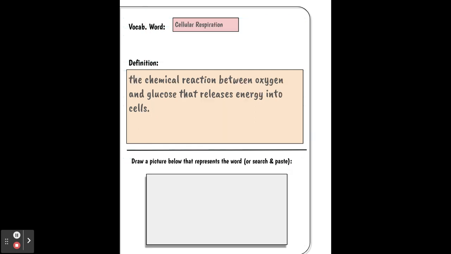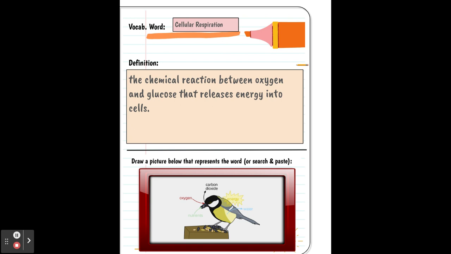Three more. Cellular respiration. It's the chemical reaction between oxygen and glucose, so the products of photosynthesis, that releases energy into cells. The chemical reaction between oxygen and glucose, that ESM, that releases energy into cells.